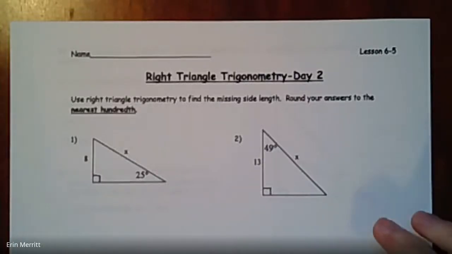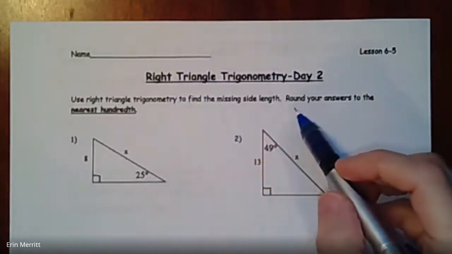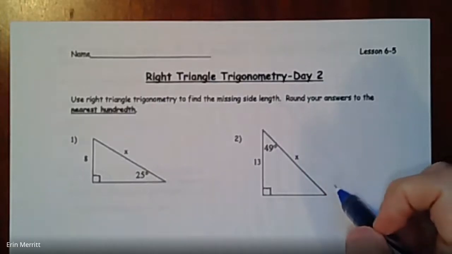Hello, my geometry students. We are doing another day of right triangle trig. It's a little different, but it gives you a chance to practice. So here it's just saying use trigonometry to find the missing side length, round your answers to the nearest hundredth.